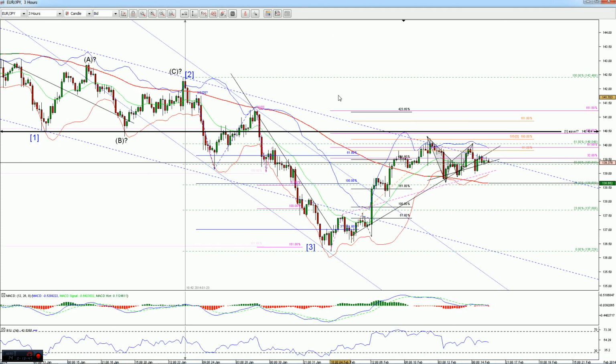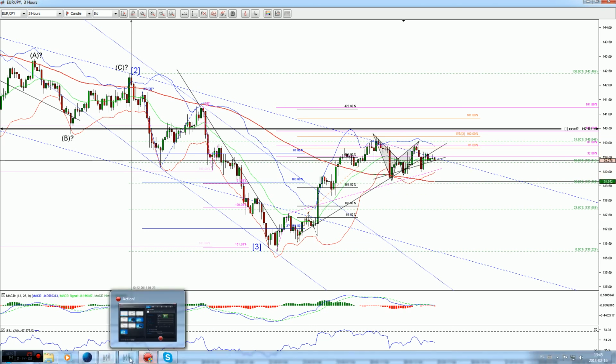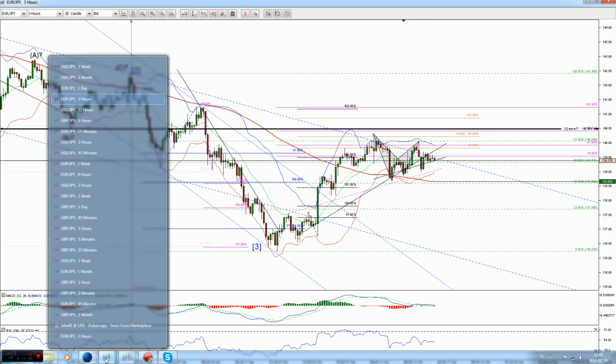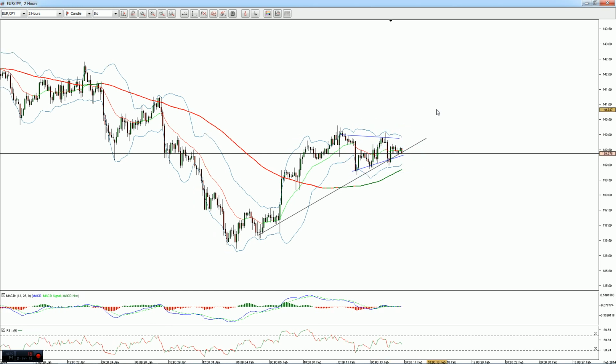Okay, so this is the 3 hours chart, and you should be aware of this 3 hours count, because I was publishing it on the Google Plus account. So on my profile, 1, 2, this is more probably 3, and we are here in the fourth corrective wave. This may look like a butterfly pattern. Yeah, this is a butterfly pattern, but on the other hand, this may look like a triangle. 1, 2, 3, 4, 5, another move to the upside.